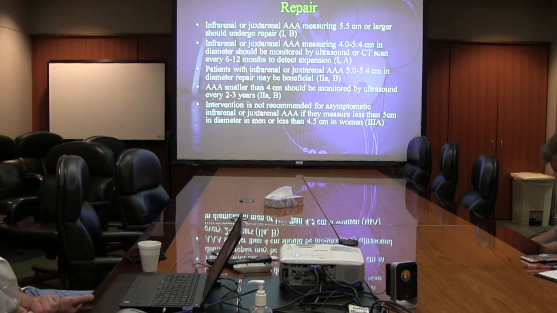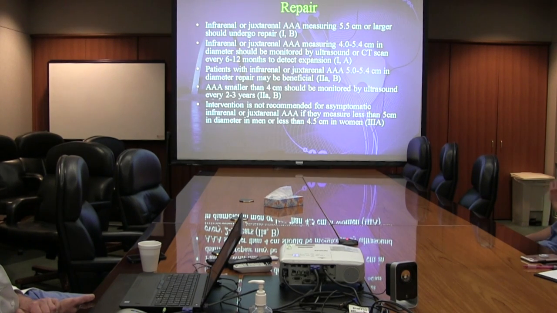So 5.5, we're just talking about infrarenal abdominal aortic aneurysms in normal people. We're not talking about anything weird like Marfan's, but 5.5, keep that in mind. If it's that big or larger, we should repair it. If it's increased, well, let's just go down to the next bullet point.